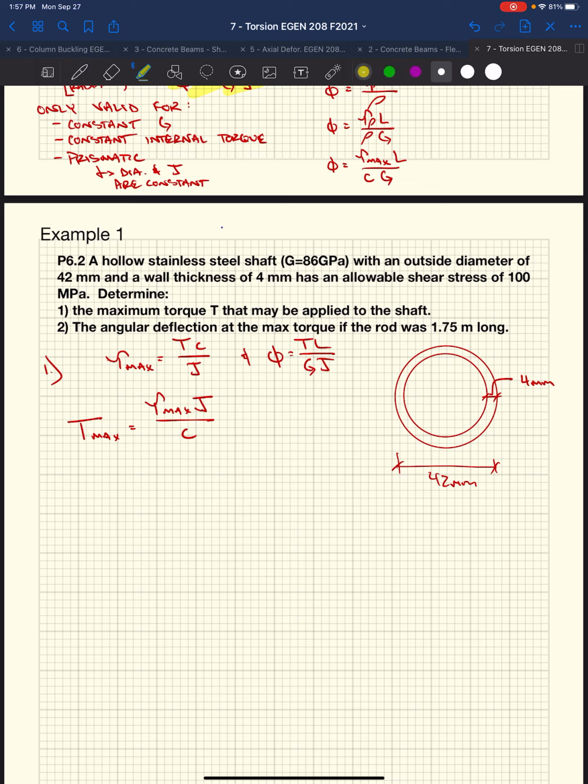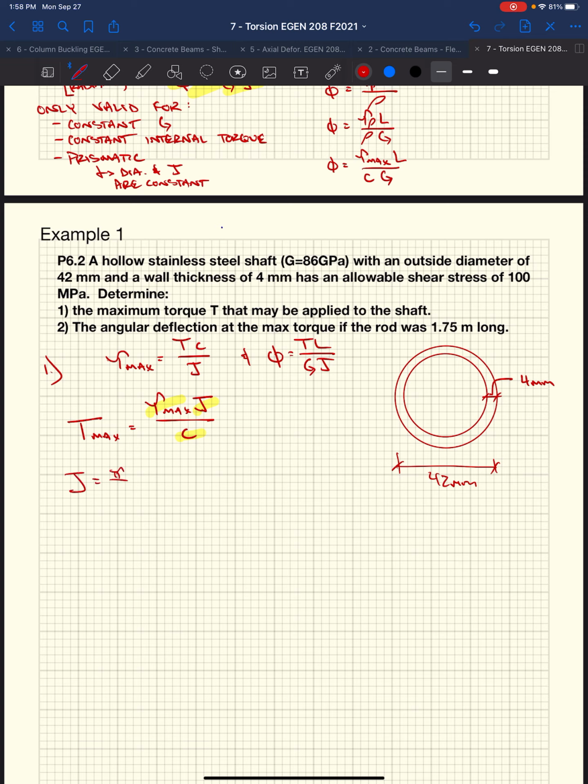For the polar moment of inertia, we've gone through some equations to develop that for a hollow shaft. Maximum shear stress acts at the maximum radius. In this case, they told us that the allowable shear stress, or the stress that we cannot exceed, is 100 megapascals. So they essentially are limiting our maximum shear stress, which is going to limit our torque. And then they also give us our max radius as 42 divided by 2, which would be 21 millimeters. So we've got everything here. We just need to calculate our polar moment of inertia.